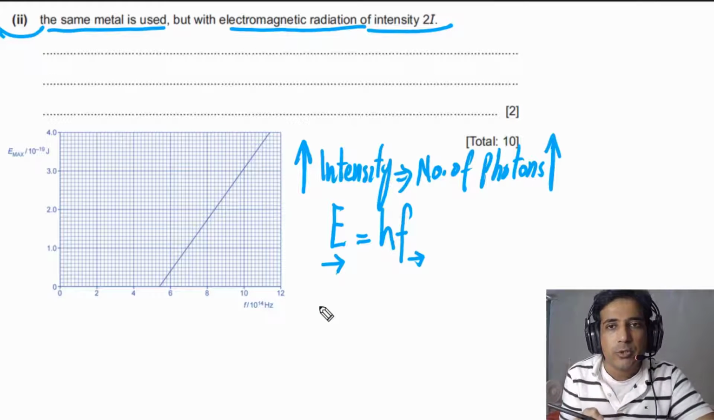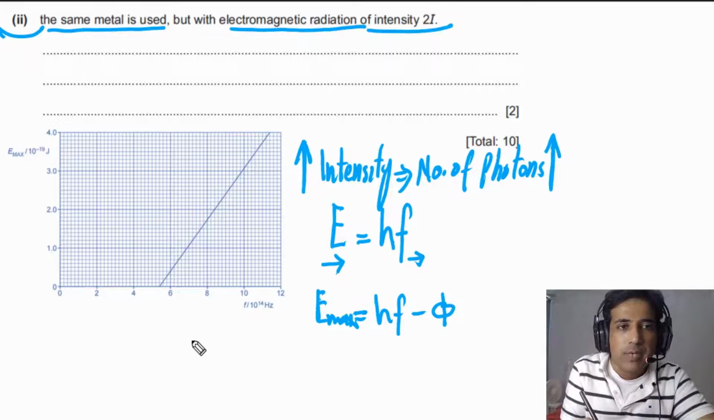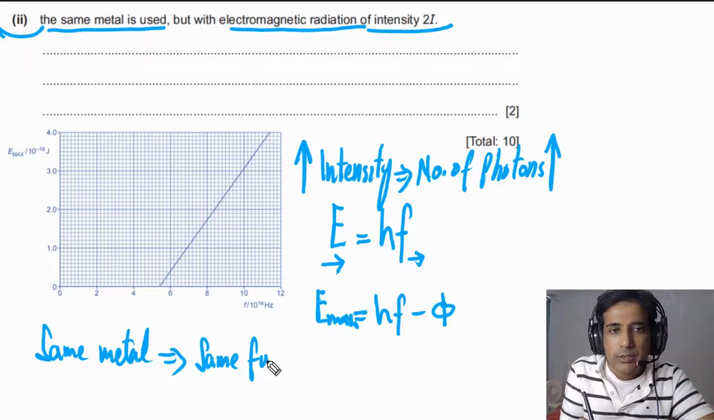So if the energy of each photon is the same and the metal is the same, we can simply write in this case E max, the maximum kinetic energy, is equal to hf minus work function. Metal is the same. So same metal means same work function. So there is no change in work function.